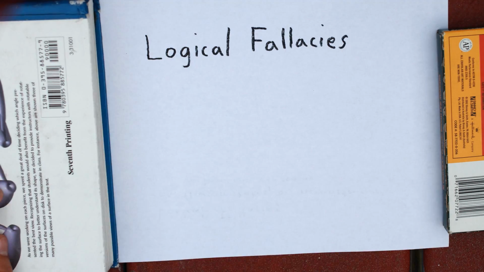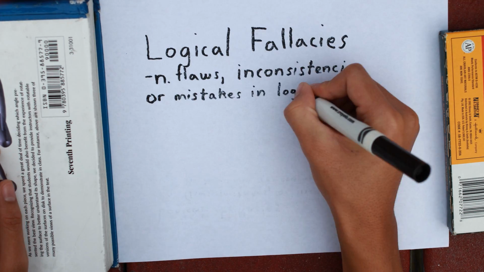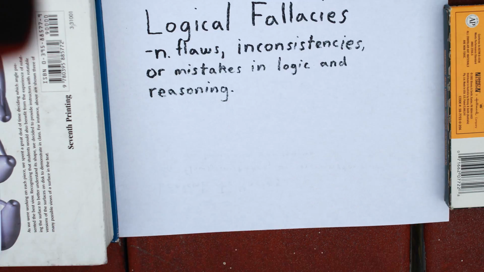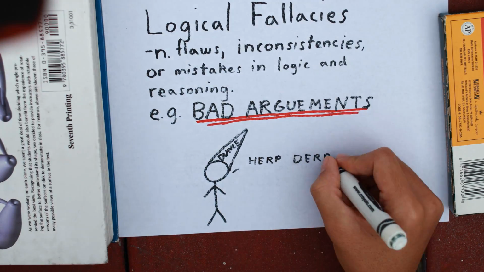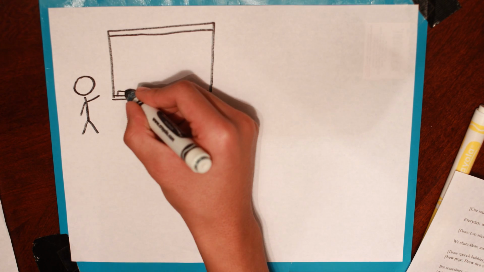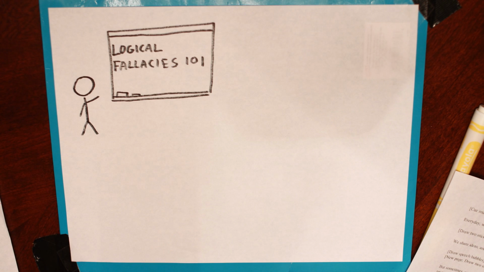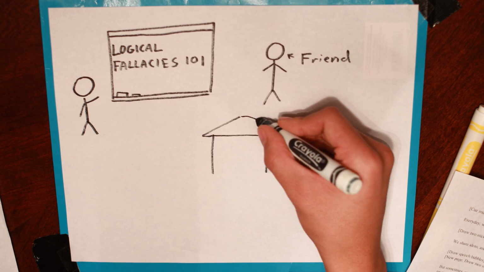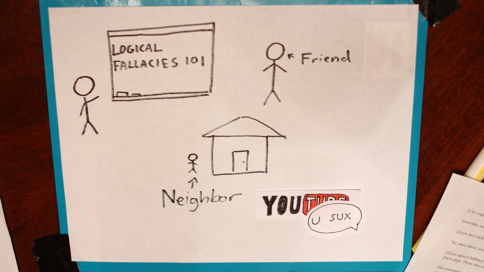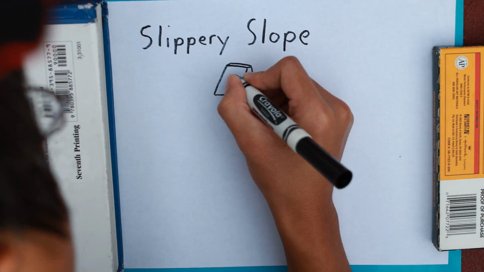These are known as logical fallacies. Logical fallacies are flaws, inconsistencies, or mistakes in logic and reasoning. In other words, they are bad arguments. Today we will show you 3 logical fallacies so you can avoid them the next time you talk to your friend, neighbor, or that jerk who posts comments on YouTube. Let's begin with slippery slope.